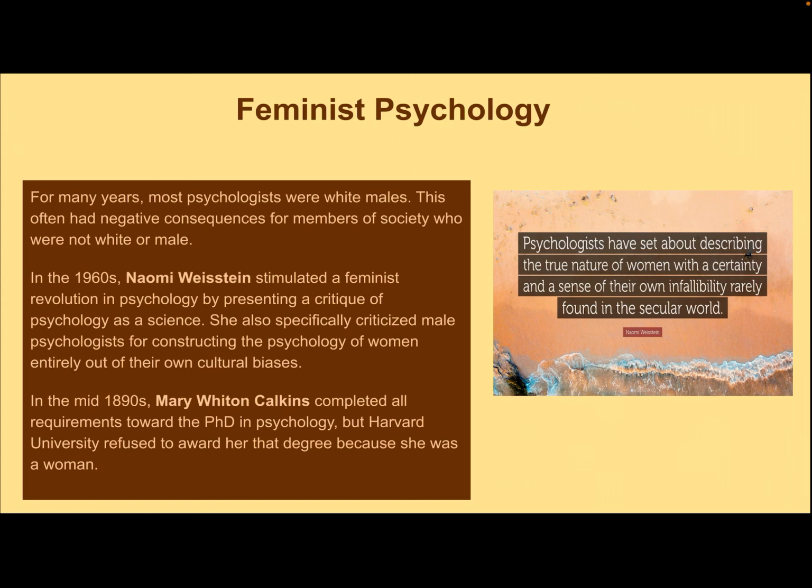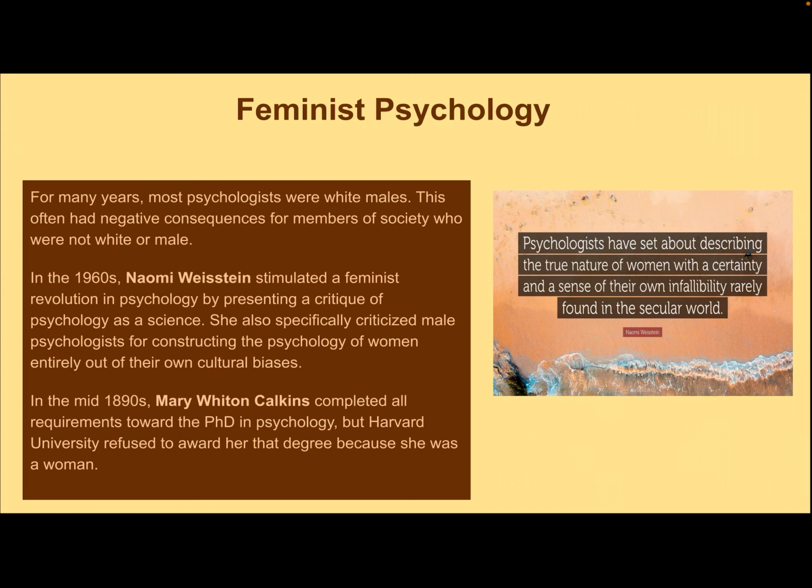Although there were women interested in psychology before the 1960s, of course. One example was Mary Calkins, who in the mid-1890s completed all of the requirements towards her PhD in psychology from Harvard. But Harvard refused to award her the degree because she was a woman. She worked with many famous psychologists, and they tried to fight for her and get her that degree, and it was never awarded to her due to her gender.